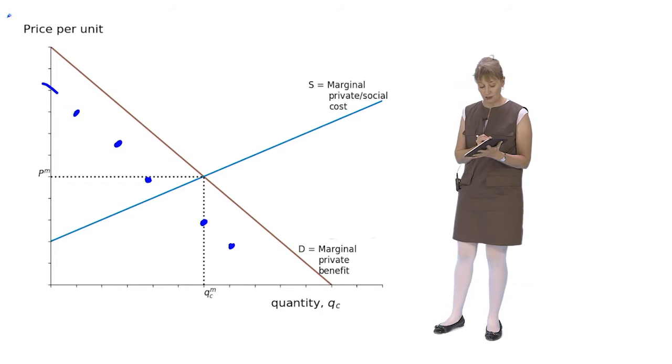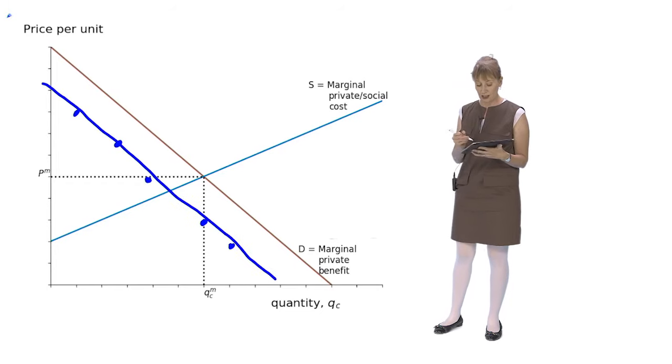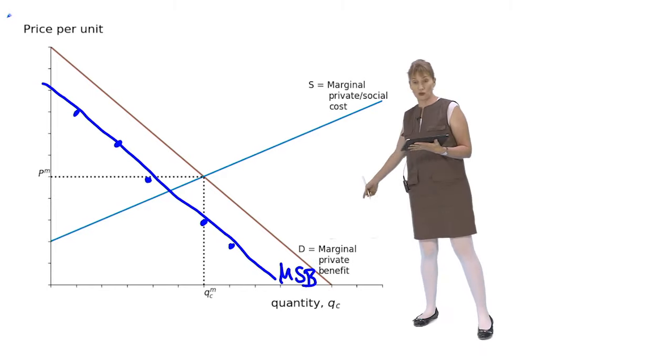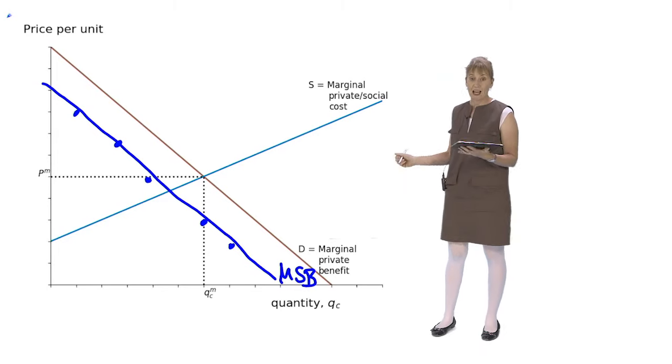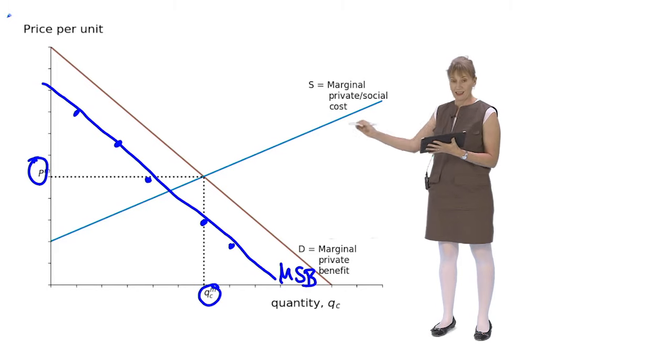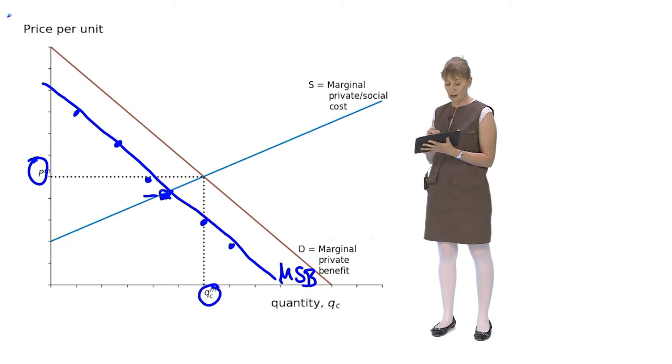So we can sketch in a line here, and what we've done here is construct our marginal social benefit curve, I'll just abbreviate it, MSB. Now, this is our market equilibrium. This is the socially efficient equilibrium.